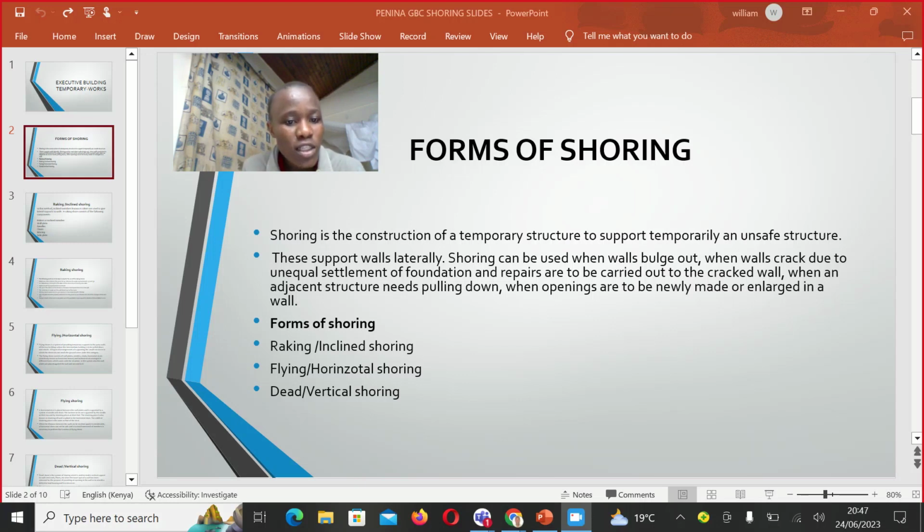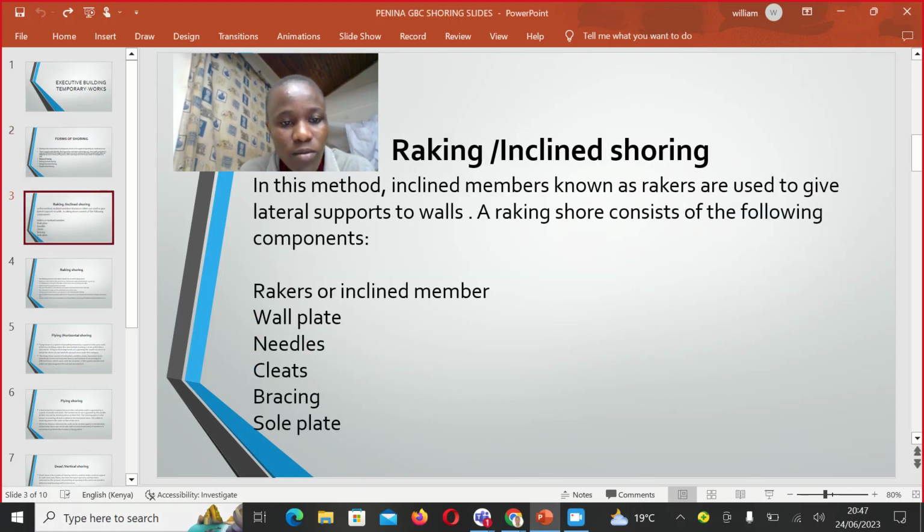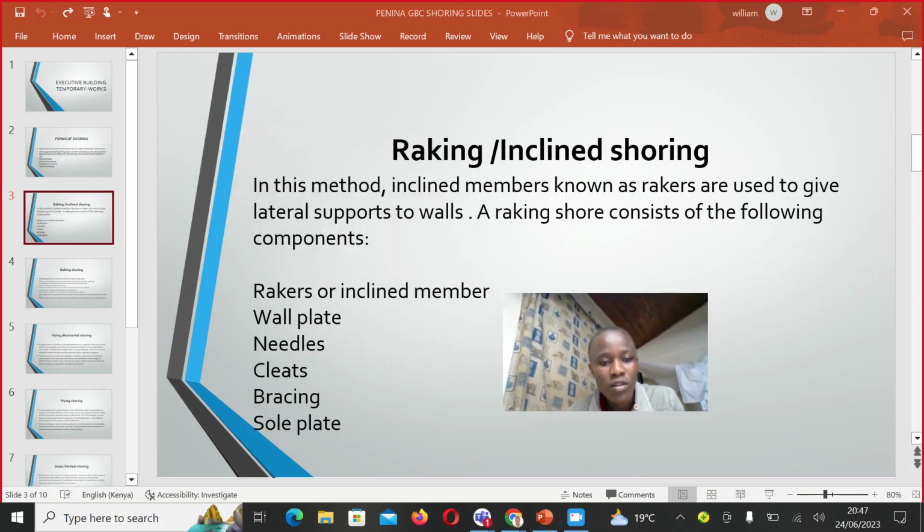Now we have three forms of shoring. Who can give us those types? Raking shoring. Yes, I've got raking shoring. Another one? Dead shoring. Yes, we have three types of shoring: raking, dead, and horizontal shoring. Now we'll begin one by one.